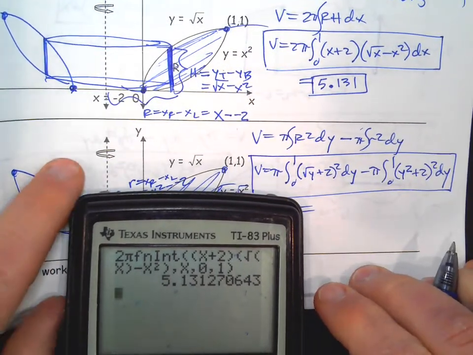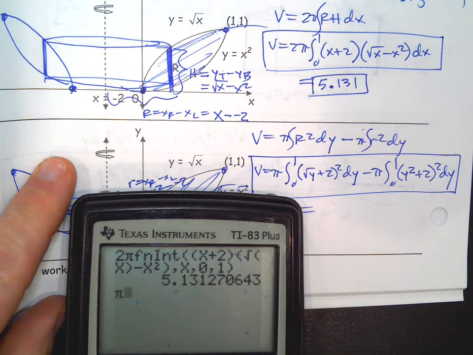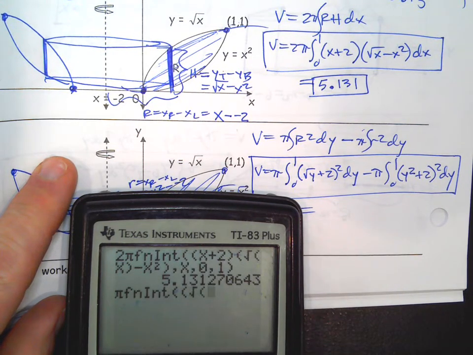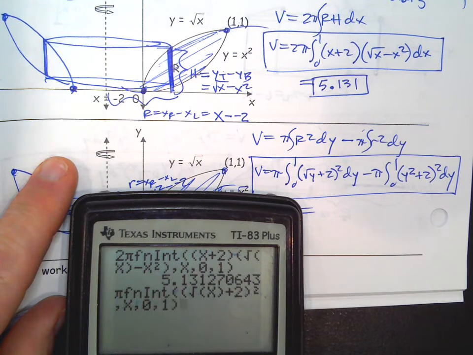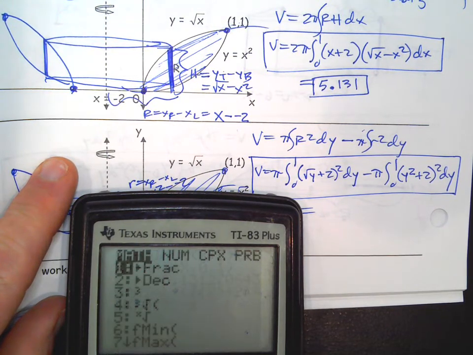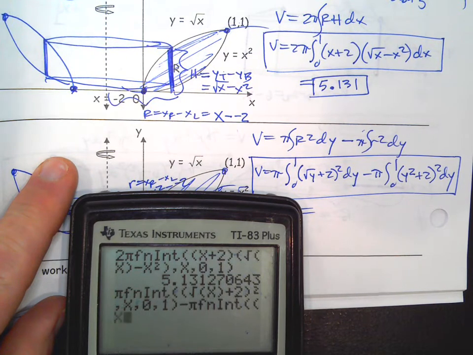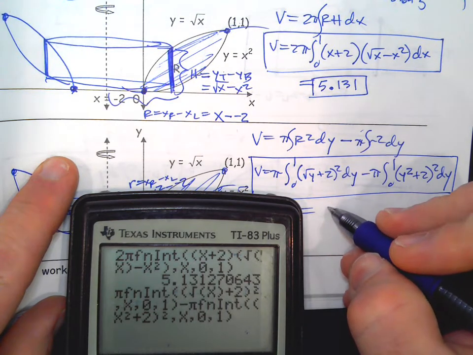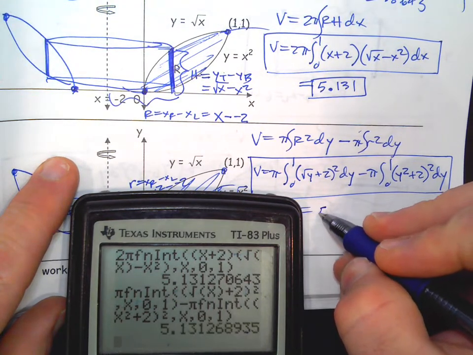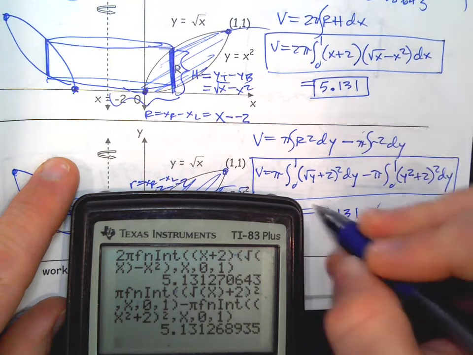So we're going to do pi, math 9, parentheses, square root of x plus 2, parentheses, squared, comma x, comma 0, comma 1, minus pi, math 9, parentheses, x squared plus 2, close parentheses, squared, comma x, comma 0, comma 1. See if we typed it in correctly. Got it right, 5.131. Nice.